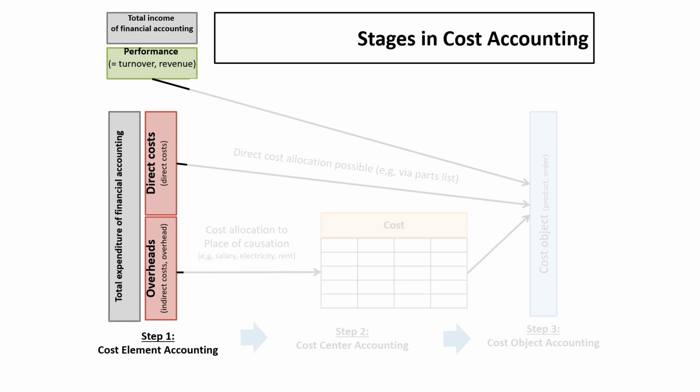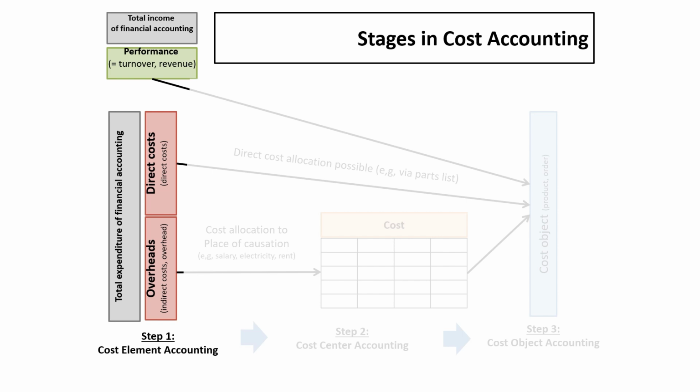Cost element accounting is the first step on the way to breaking down all costs incurred so that we have the costs for the individual cost units at the end of the day, i.e., we know how high the costs are for a product, a service, or an order. To do this, we first need to record all operating costs for the period in cost element accounting. We are guided here by the question, what costs were incurred and how can they be broken down into categories?